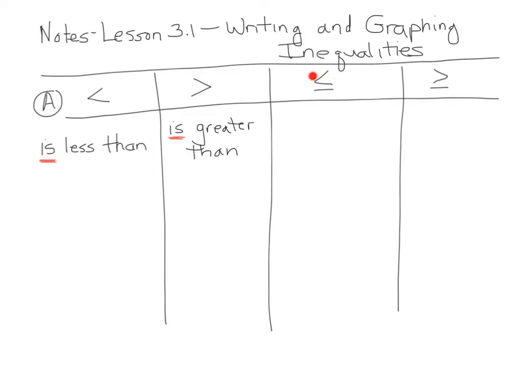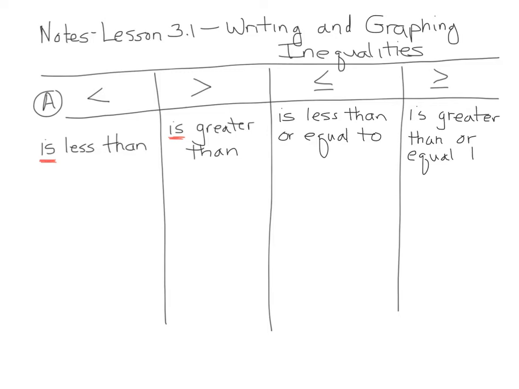This third symbol is a combination. It is translated as is less than or equal to. And the last one, you would translate is greater than or equal to. All right, so those are the main translations.